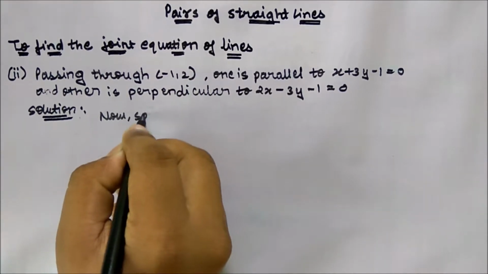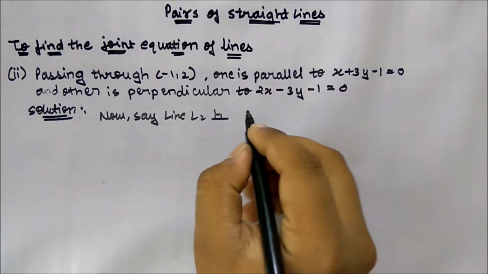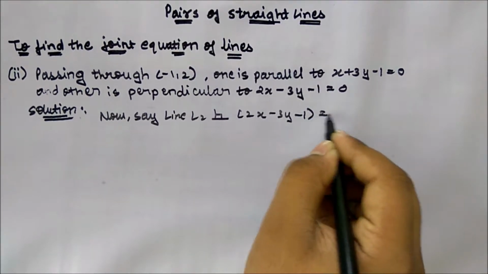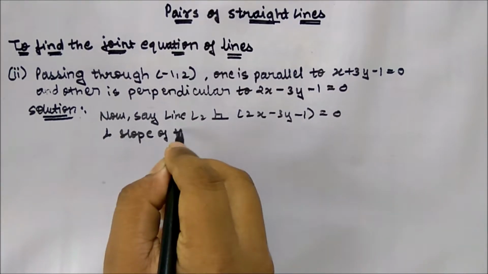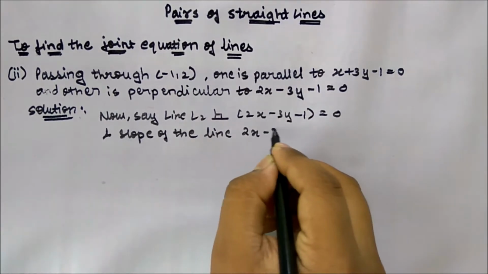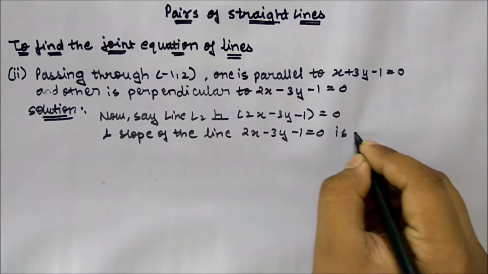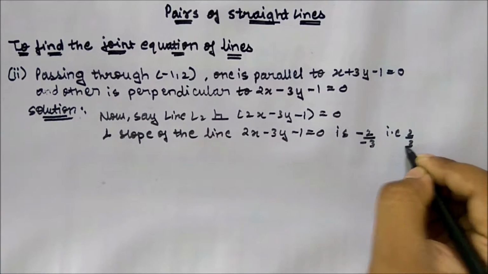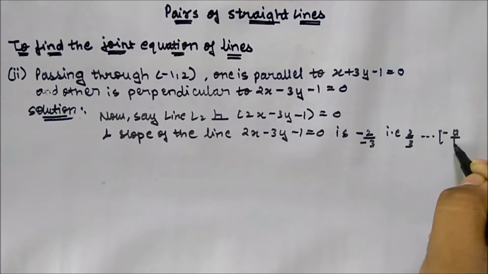Now, say line L2 is perpendicular to this line 2x minus 3y minus 1 equal to 0, and the slope of this line 2x minus 3y minus 1 equal to 0 is minus 2 upon minus 3, that is 2 by 3. Again what we did: minus a upon b.